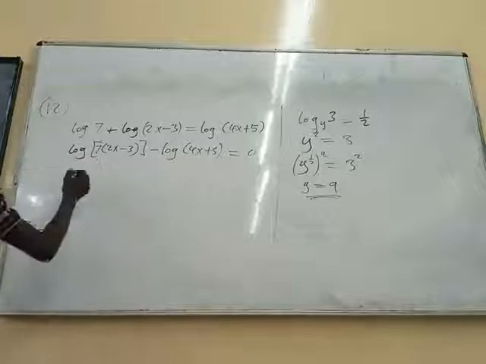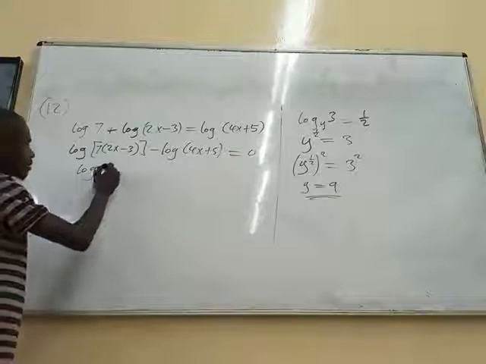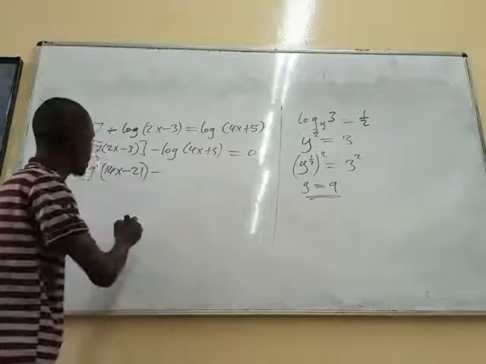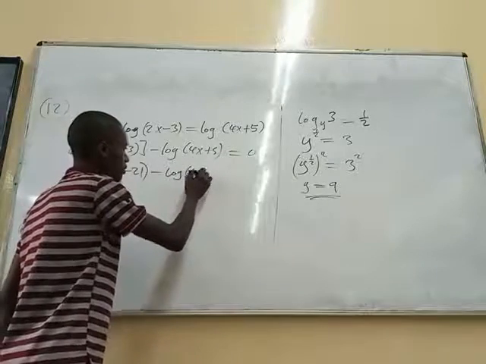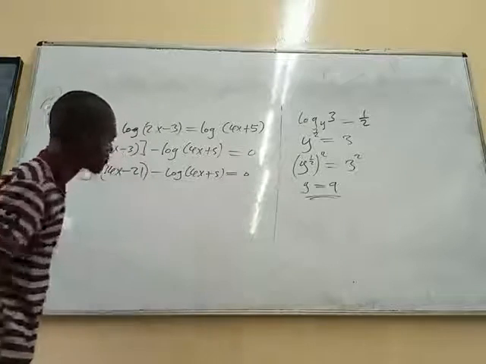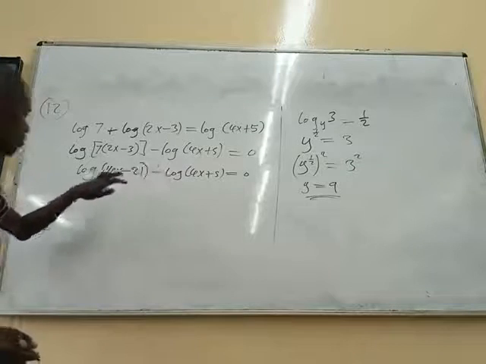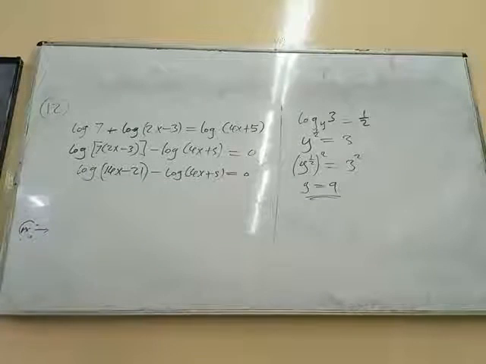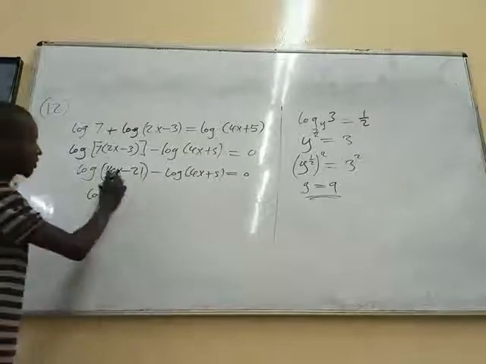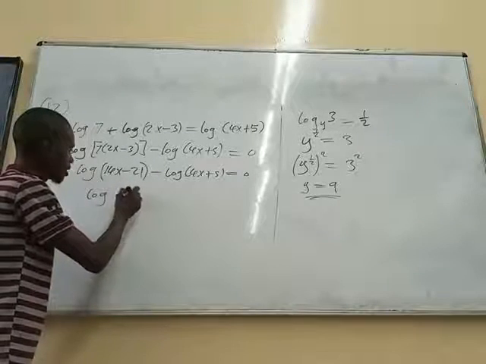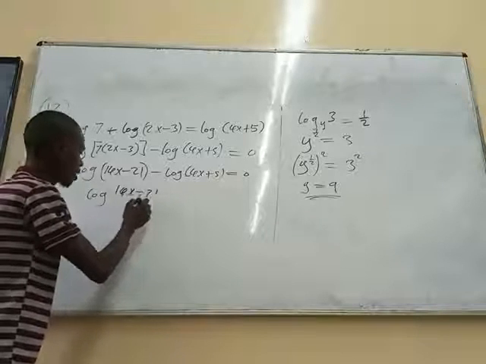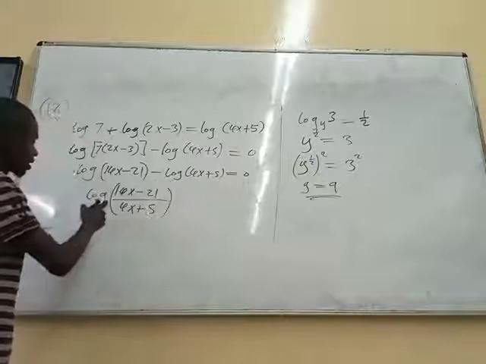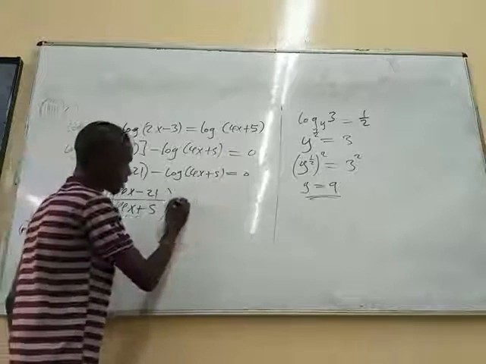So we multiply this now. We're going to have the log of 7 times 2x, 14x, and then 7 times negative 3 will give us 21. And then this will be minus log 4x plus 5 equal to 0. So again, when we're subtracting two logs, it means that we're doing what? We're dividing. So we're going to divide their functions. So we write log this side, and then we divide these. So we have 14x minus 21, everything over 4x plus 5. Then this is the base 10. Then this is equal to 0.